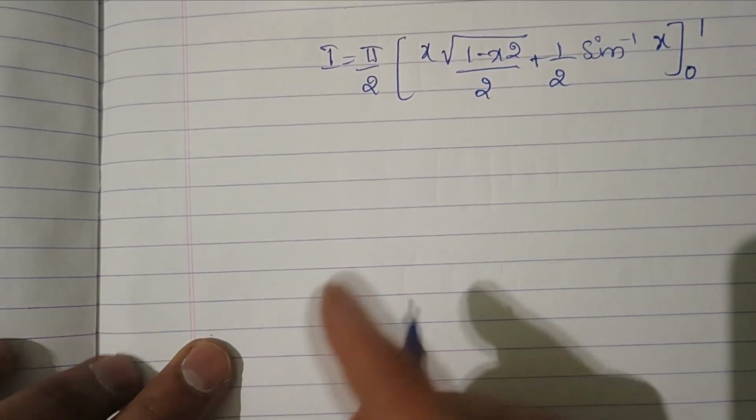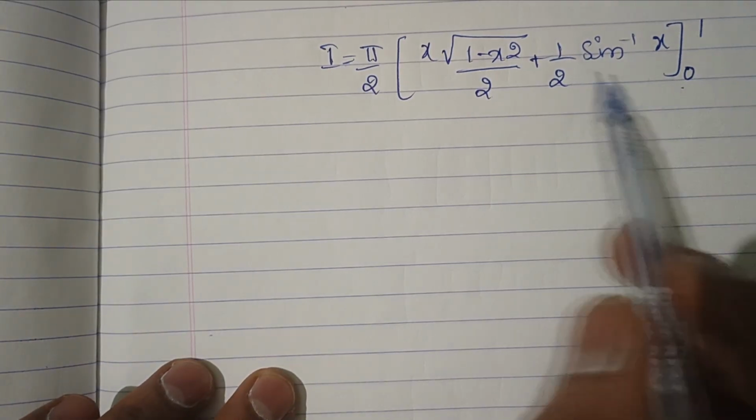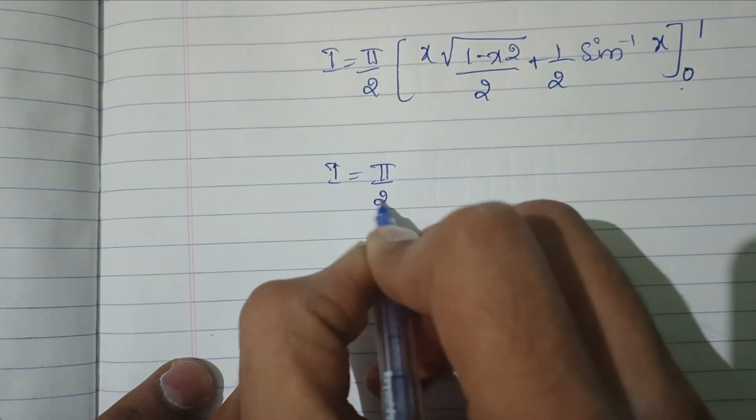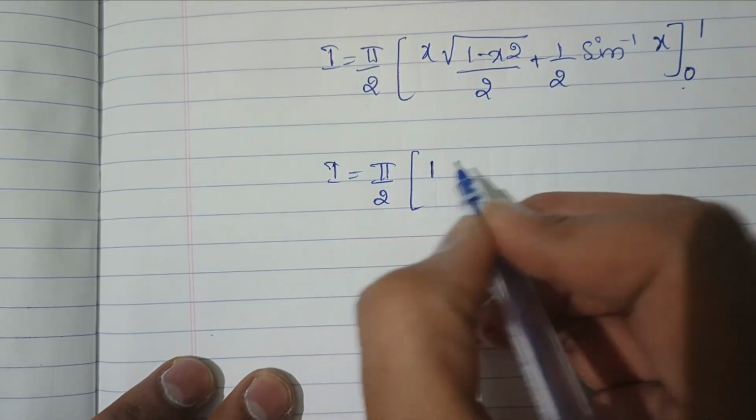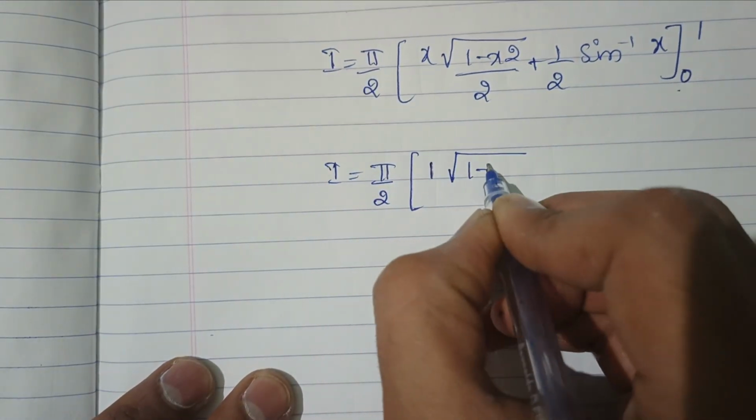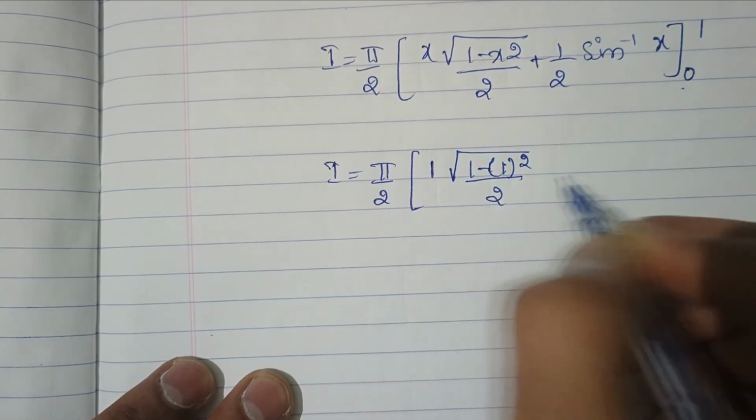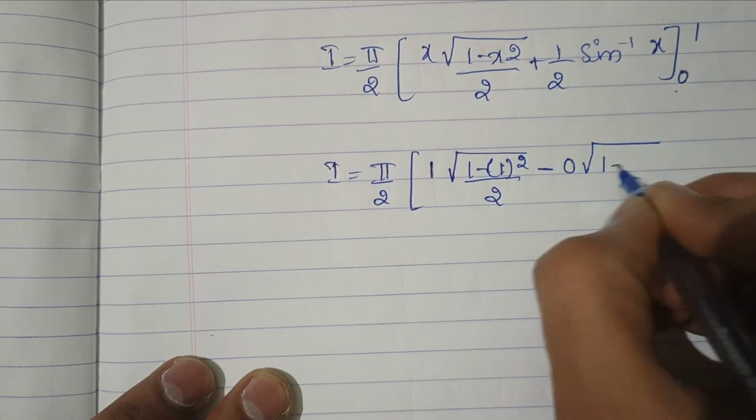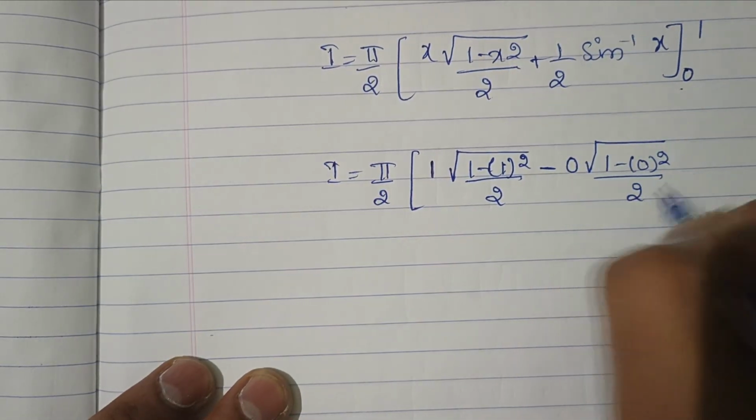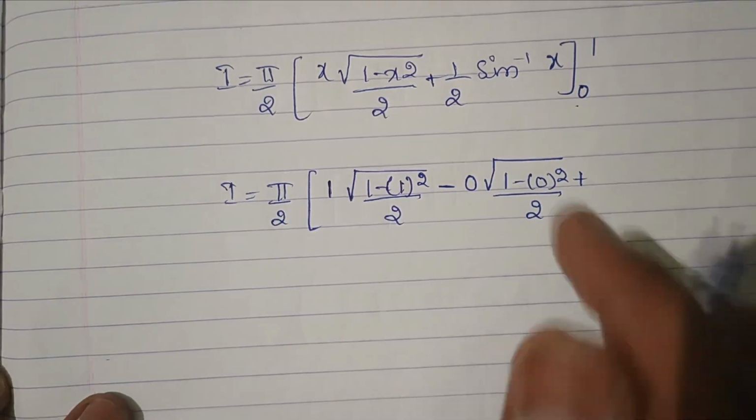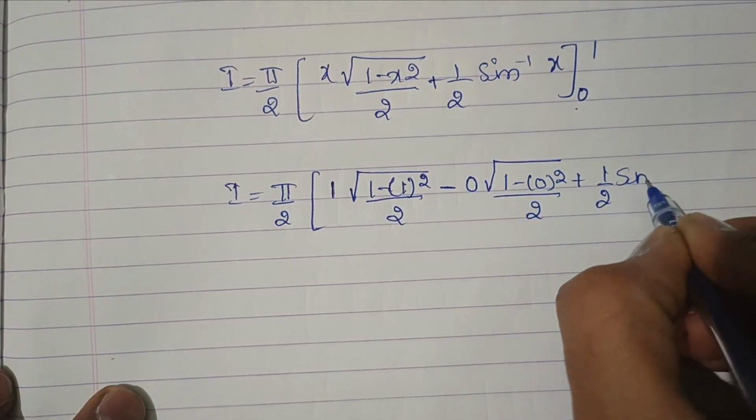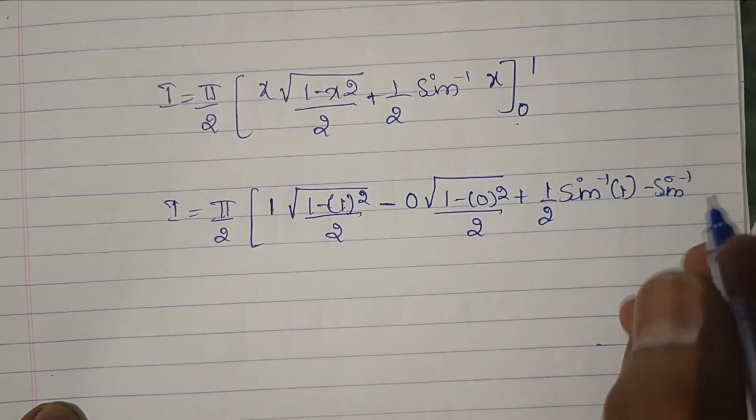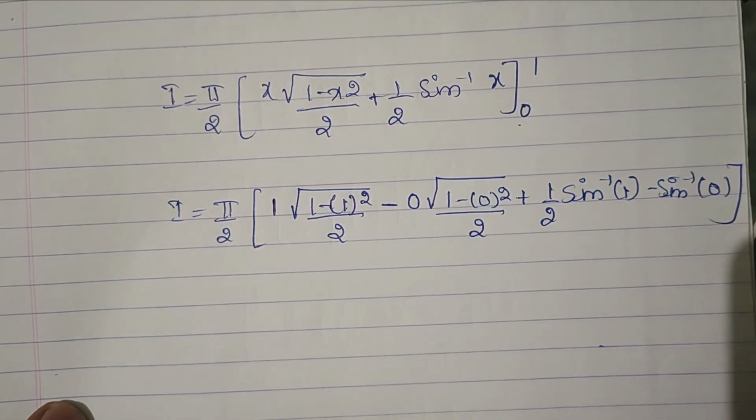So now we apply the limits, that is upper limit minus lower limit, wherever x is there. I is equal to pi by 2 of, first we apply the upper limit, that is 1 of root of 1 minus 1 square divided by 2, minus 0 of root of 1 minus 0 square divided by 2, plus 1 by 2 of sine inverse of 1 minus sine inverse of 0. We apply the limits.